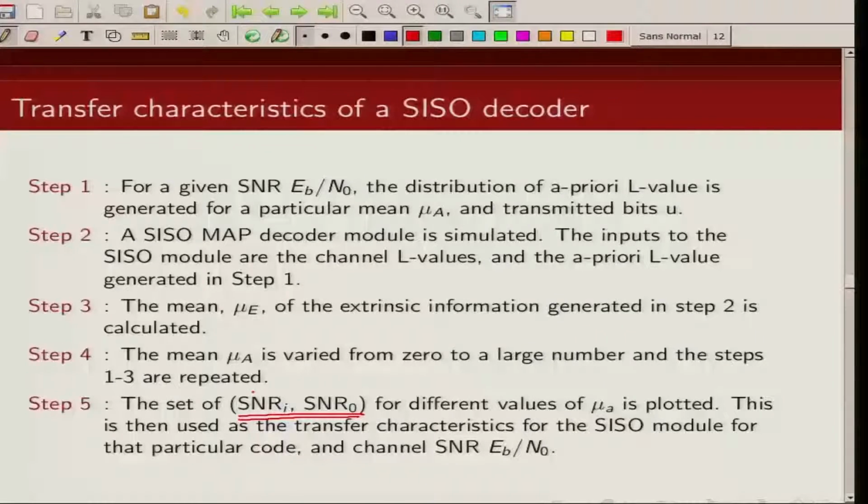So, this is my input a priori SNR, this is the extrinsic information SNR. We plot it for a particular value of signal to noise ratio, and this is my transfer characteristic for that particular decoder, which is a function of channel operating SNR, and of course, it is a function of the constituent encoders that I have used.